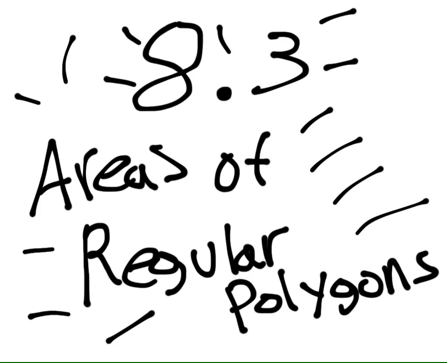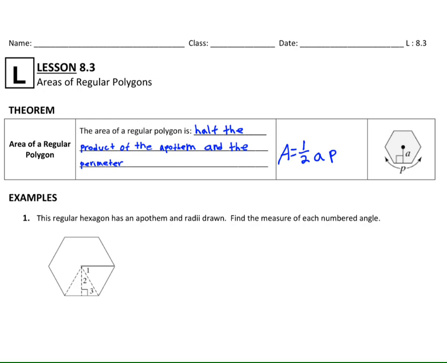Alright, what's up guys? So now we're looking at 8.3, areas of regular polygons. In the last lesson you learned about something called an apothem and you learned about the radius. And so what we're going to do is use those two things to help us find the areas of regular polygons. So here we go. Let's get started.